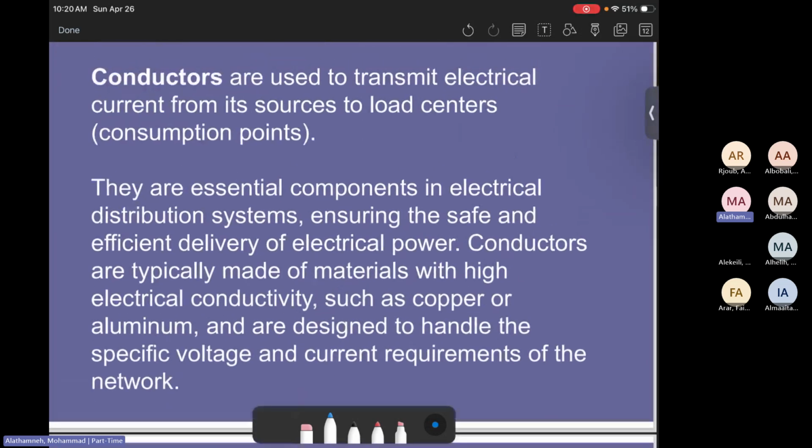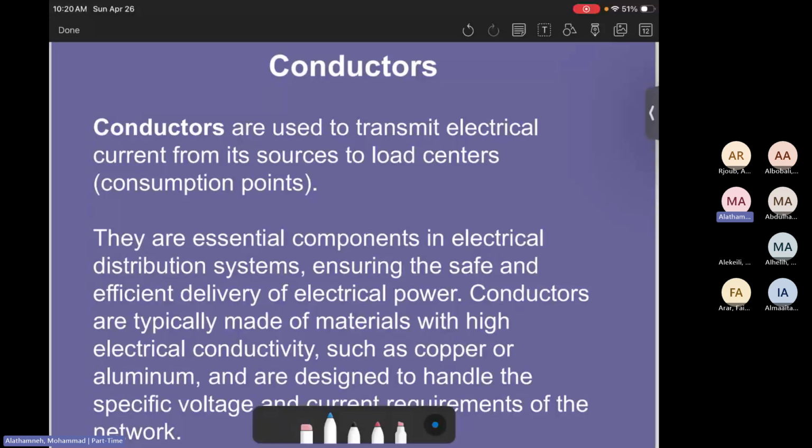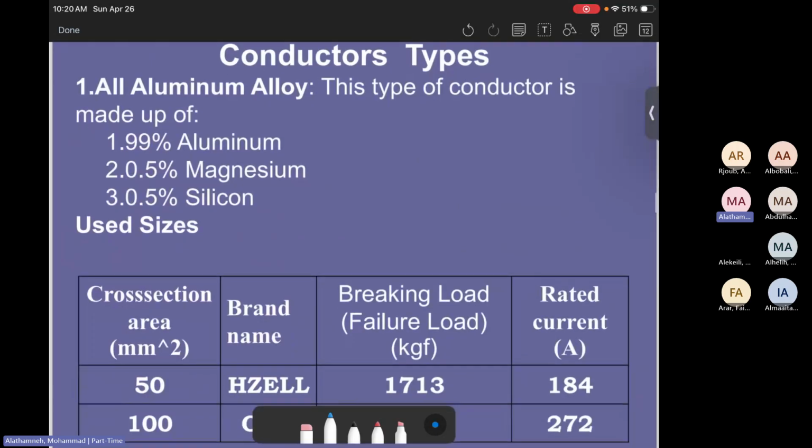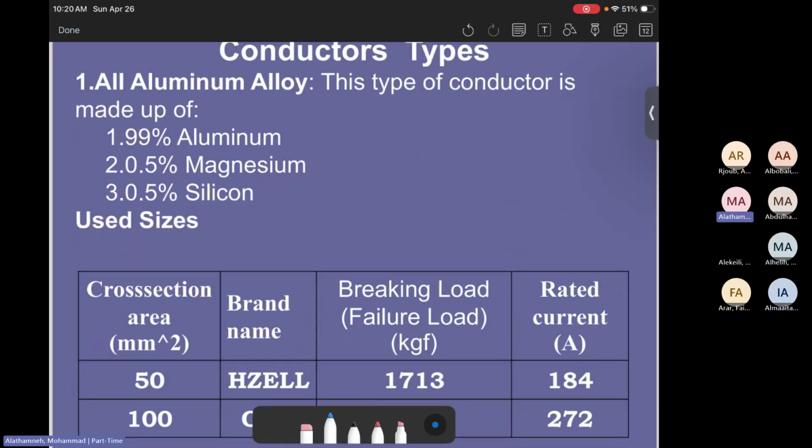Now, let's talk about the conductors. The conductors are used, as we know, to transmit the electricity from the substation to where the load is. Then we need to make sure we have good conductors. The very first one is the all aluminum alloy conductor, which is called AAAC, which is made of 99% aluminum, 0.5% magnesium, and almost 3% silicon.